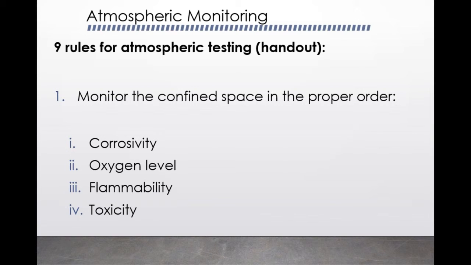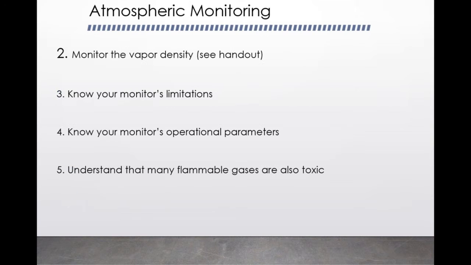So there are 9 rules in atmospheric testing, and I'll make sure that this is going to be available for you guys to download. First, you want to monitor in the proper order for any corrosivity, your oxygen level, flammability, and toxicity. Those are the things that you really want to make sure that you're monitoring for.